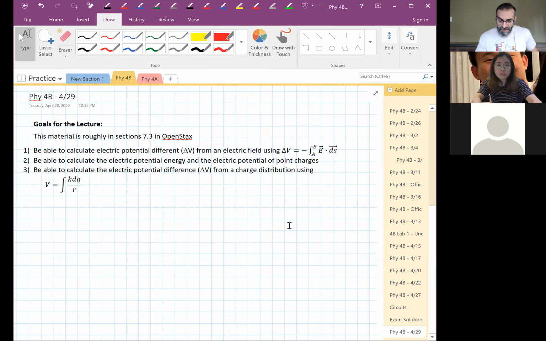I wanted to start out with another Gauss's law problem. Throw a little bit at you each day before we get into potential. So another infinite sheet problem.